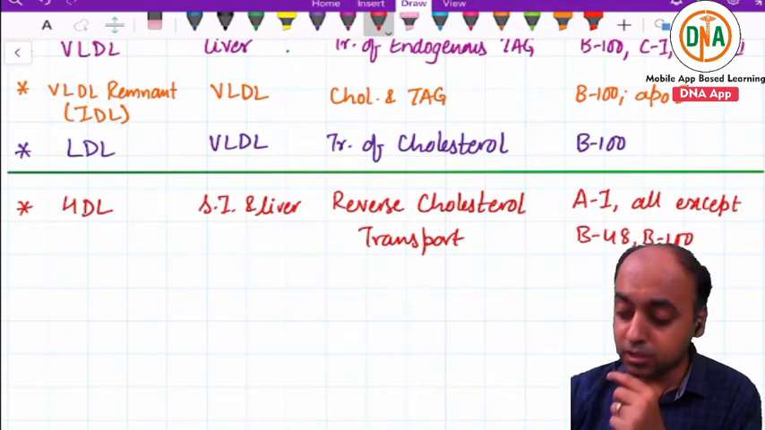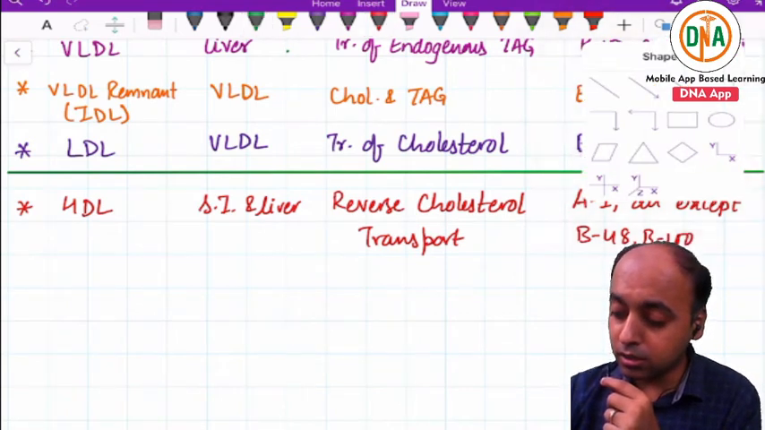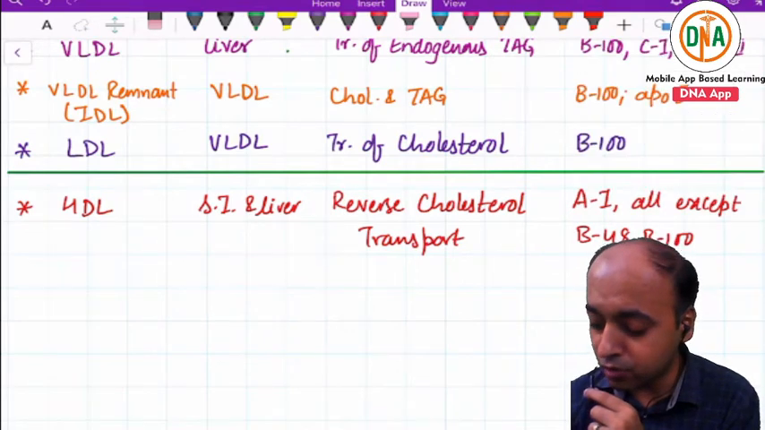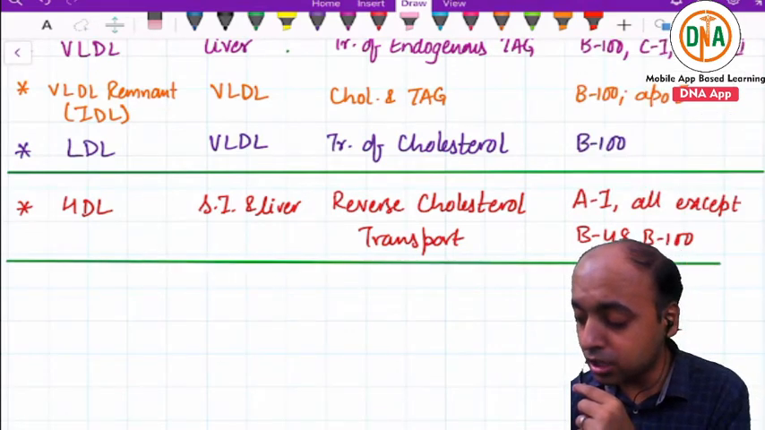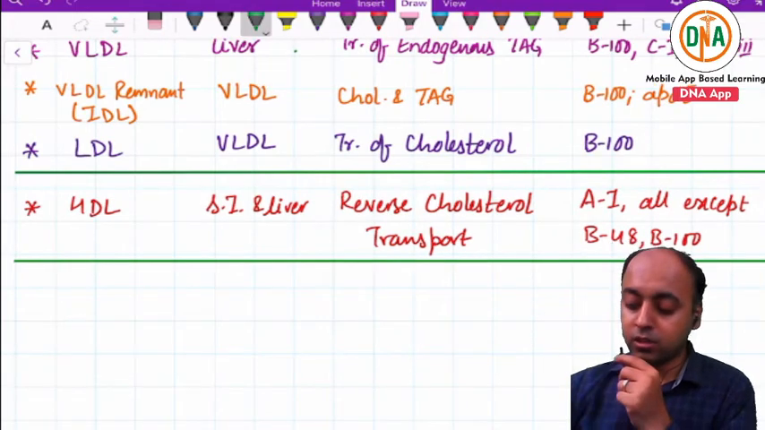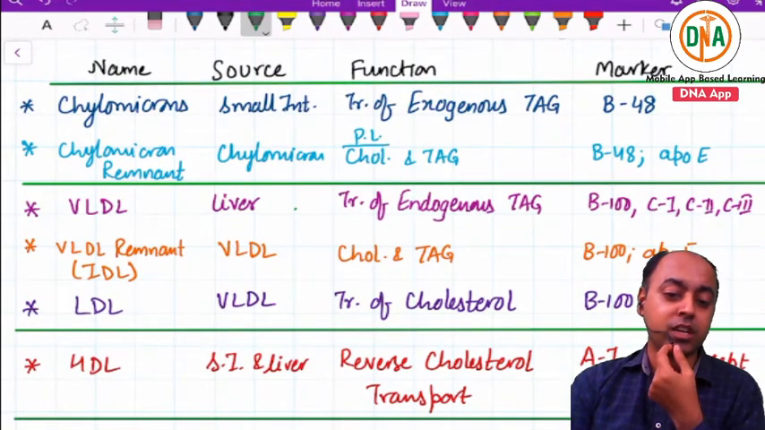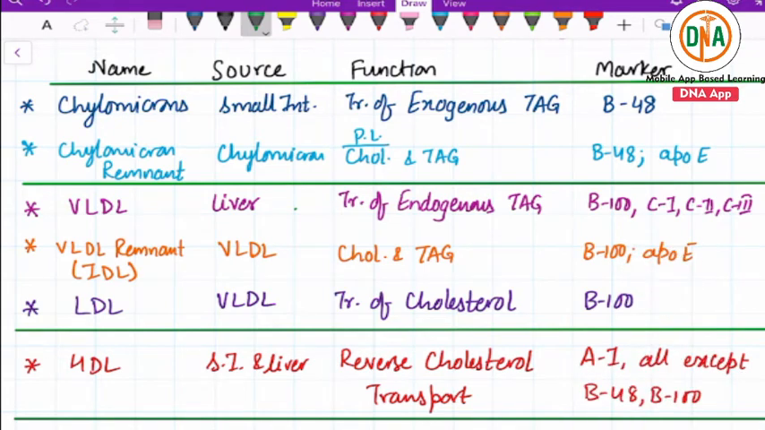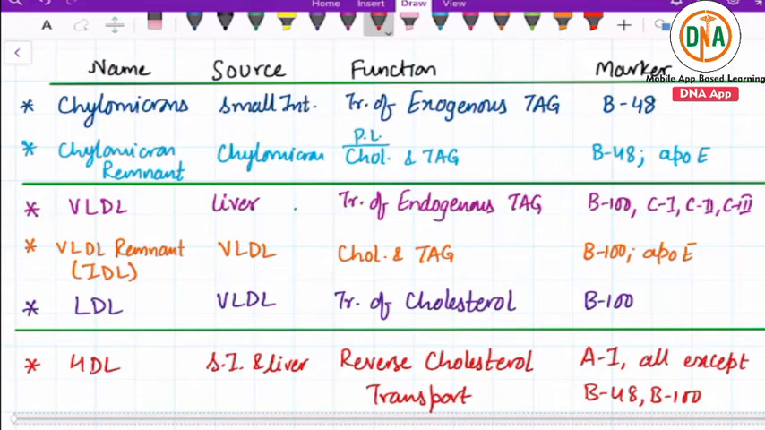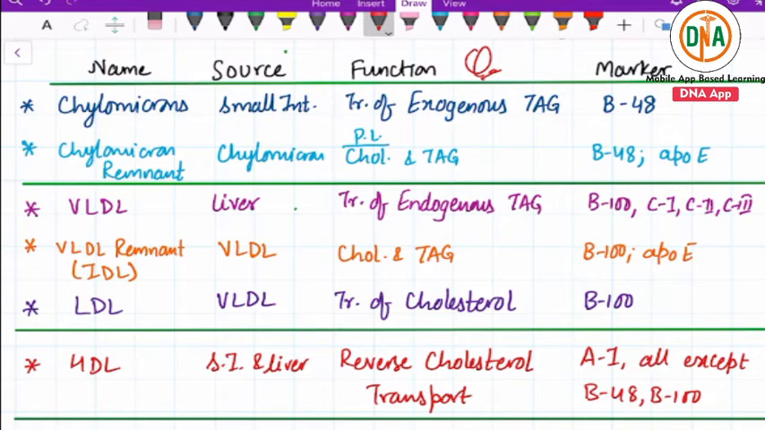Except the B series, it will contain all the apolipoproteins. This is the hallmark of HDL. It is rich in apolipoproteins. So this is a very brief table that you should keep in mind when you're talking about the lipoproteins. If you remember this table, then you are able to comfortably answer most of the questions coming from the lipoproteins.